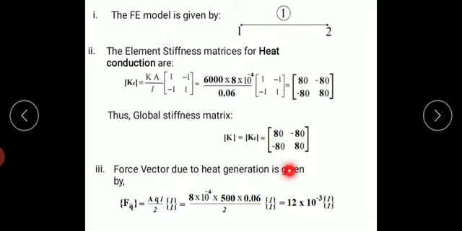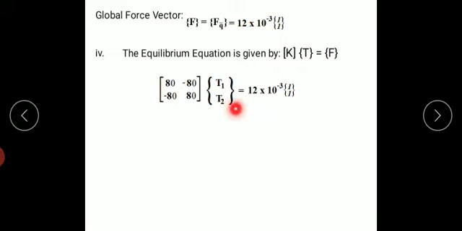So that is the reason why, inside the fin, heat is continuously generated. Okay, fine. Next, the global force vector is the same because I have only one element. The equilibrium equation is K into T equal to F. K I know: 80, minus 80, minus 80, 80. T is T1, T2 because I have only one element. So the force vector is 12 into 10 raised to minus 3, 1 into 1.